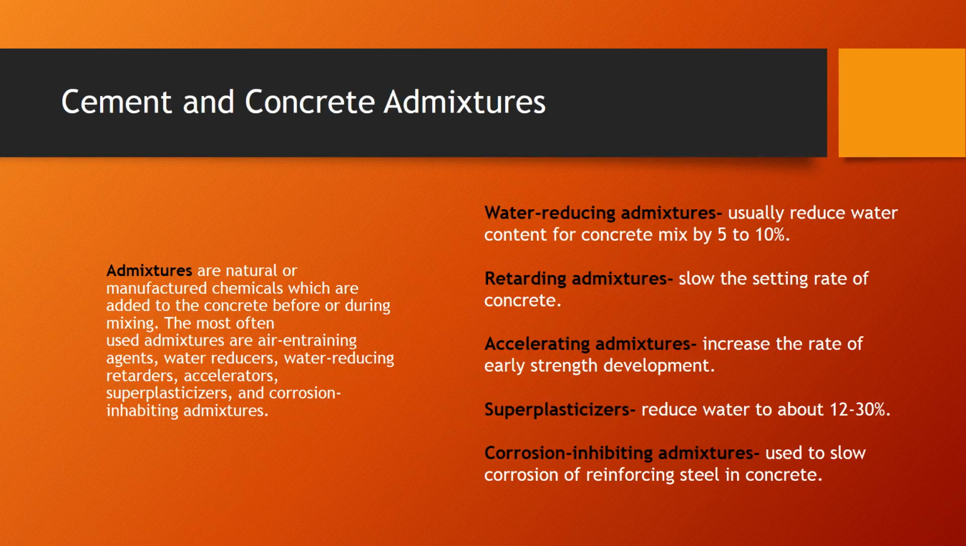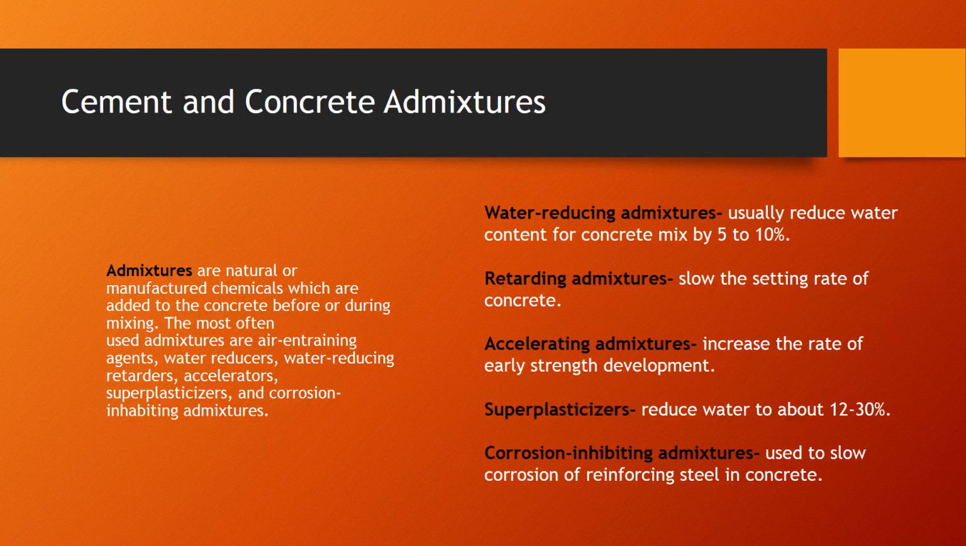Cement and concrete admixtures. Admixtures are natural or manufactured chemicals which are added to the concrete before or during mixing. The most often used admixtures are air entraining agents, water reducers, water reducing retarders, accelerators, superplasticizers, and corrosion inhibiting admixtures. Water reducing admixtures usually reduce water content for concrete mixes by 5 to 10%.